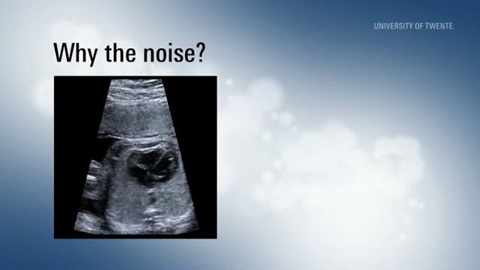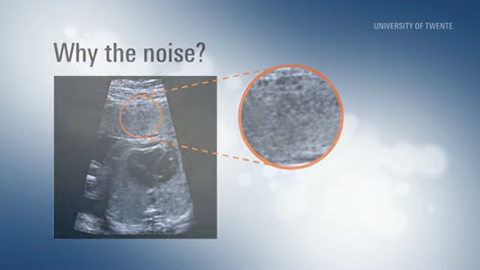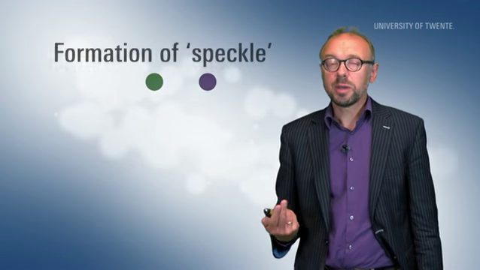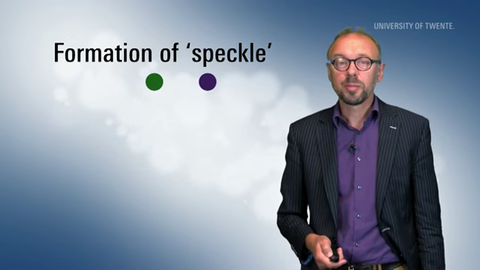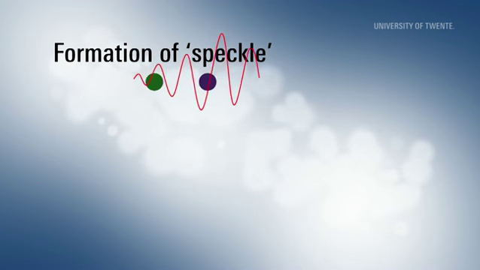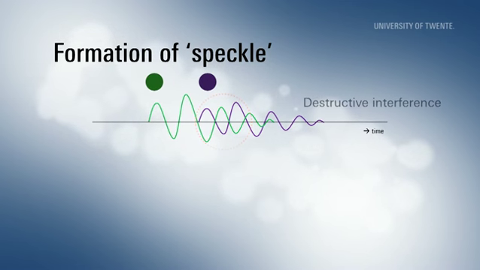But why do ultrasound images often look so grainy, so noisy, so speckled? Let's have a look at two objects very close to each other, at a slightly different depth in the tissue. We can have the situation that the two echoes from these objects are aligned in such a way in time that the peaks of one echo coincide with the valleys in the other echo. And in this case, they interfere in a so-called destructive way, and the net result is a lower echo.